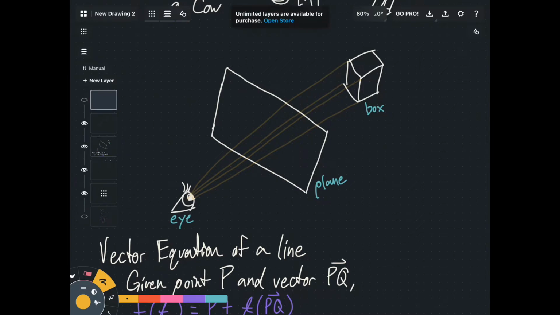Oh, give me a layer I can draw on. Here, and then here, and then here, and then here. Isn't that neat? So a box is projected onto this 2D plane. So how do we do it?